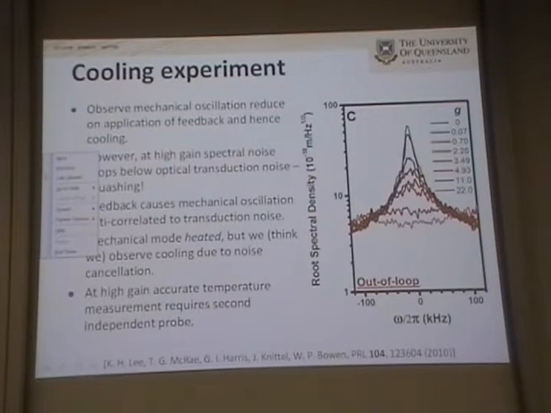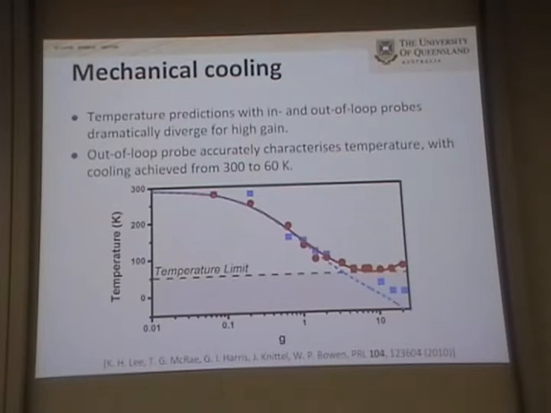So this is why we have the second probe, which is out of loop. The noise on it is uncorrelated with the motion of the cavity. And what you see there is that instead of going negative, the signal just flattens out. And you can plot the temperature of the mechanical oscillator as a function of gain. The blue curve is the in-loop temperature. This is the temperature where the noise is correlated with the motion of the oscillator, since we're feeding back the oscillator. You can see that it goes below zero eventually, so that's not a real temperature. The red curve, which is the out-of-loop temperature, maps out the real temperature very well.